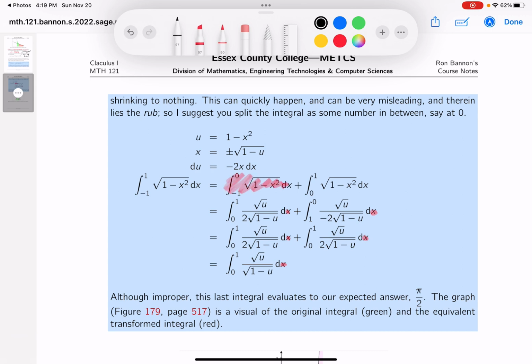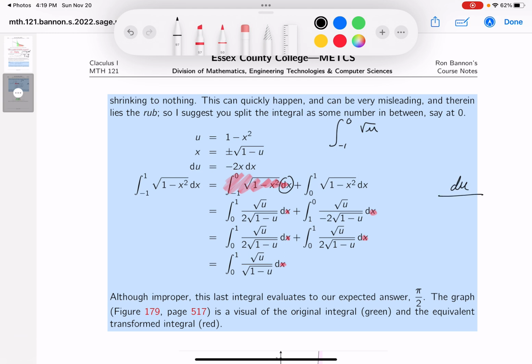All right, so let's write that down. So it's going to be -1 to 0. You would get root u, and now I got to put the dx down. And what's the dx going to be? Let's think about it. Well, the dx is going to be du over -2x. I'm getting that from this over here. But then I got to think about what the x is on that interval between -1 and 0. It's negative, right? So what do I have to choose then? I've got to choose the negative part of this. So let's write that down. du would be -2 times minus, or the opposite of the root of 1 minus u.